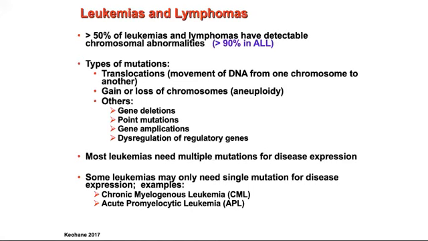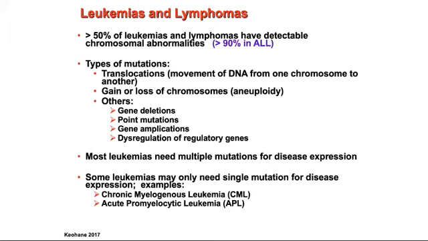More than 50% of leukemias and lymphomas have detectable genetic abnormalities. More than 90% of all the acute lymphocytic leukemias, the ALLs, have detectable genetic abnormalities. The types of mutations seen in leukocyte neoplasms are some of the following. Translocations, where there are movements of DNA from one chromosome to another. This is actually the most common type of mutation seen in hematologic malignancies. A gain or loss of chromosome, also known as aneuploidy, and other types of mutations, which include gene deletions, point mutations, gene amplifications, and dysregulation of regulatory genes.